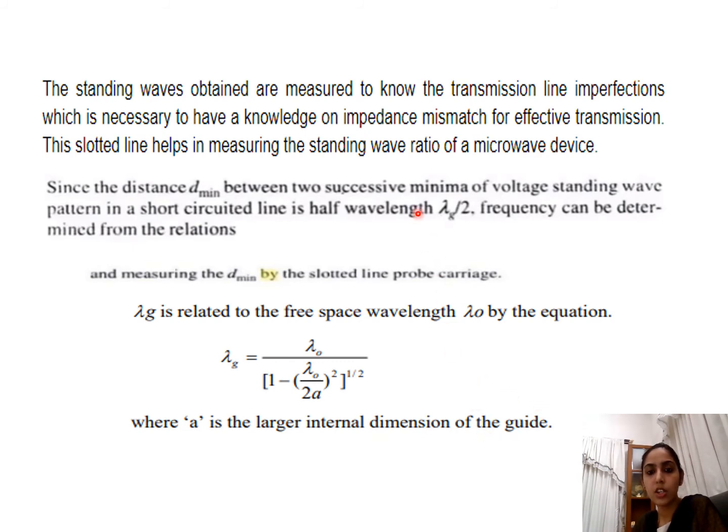So by using the slotted line, first of all we determine the V maximum and V minimum, and the distance between successive minima gives half the guide wavelength. Then we use this standard expression to find the operating wavelength. Once you know the operating wavelength, you can easily relate it to the operating frequency. This is the indirect method of measurement of frequency in the microwave lab.